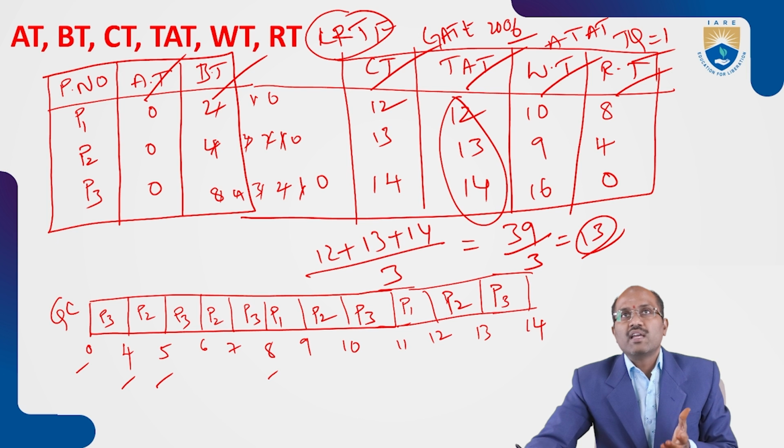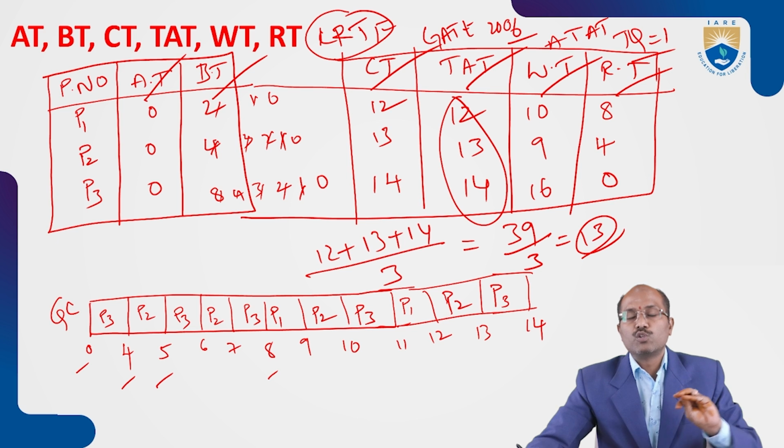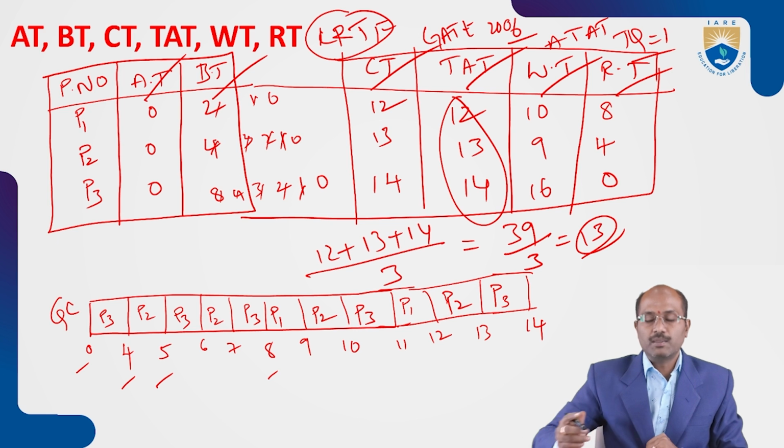This problem uses a preemptive scheduling algorithm, where every process is given 1 unit of time for execution. That is the nature of the longest remaining time first scheduling algorithm. So we solved one problem in this example to calculate the arrival time, burst time, waiting time, completion time, and response time.